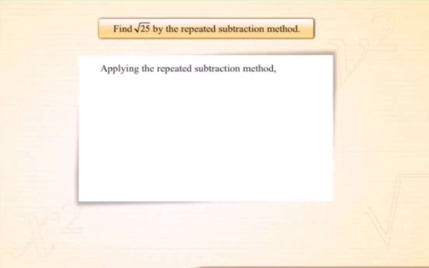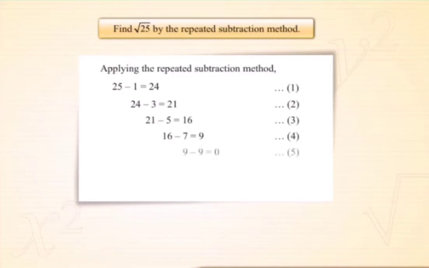Let's take another example of finding the square root of a number by using the repeated subtraction method. Suppose you need to find the square root of 25. Applying the repeated subtraction method, you get 25 minus 1 is equal to 24, 24 minus 3 is equal to 21, and so on. Count the number of subtractions you performed. It is 5. Therefore, the square root of 25 is 5.